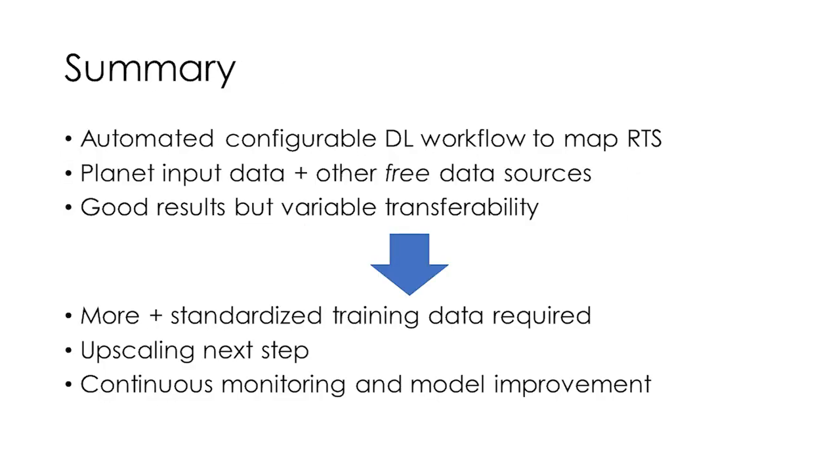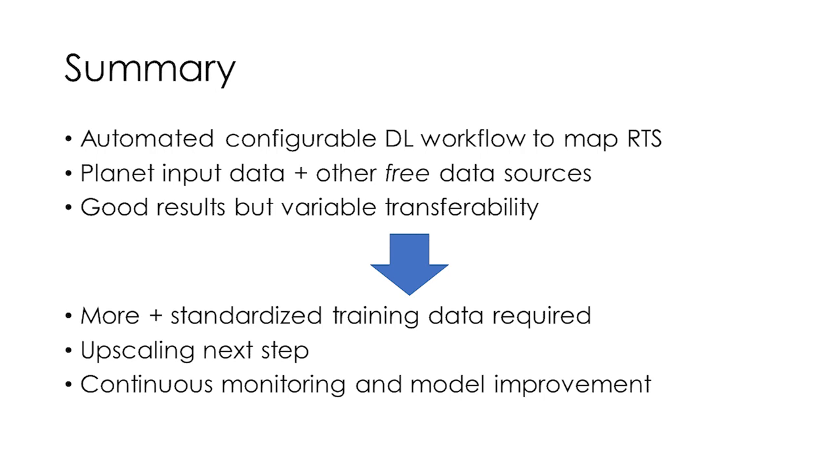Okay, let's sum up this talk a little bit. So in this little project, we create an automated configurable deep learning workflow to map retrogressive thaw slumps. We used Planet input data with 3 meters spatial resolution and other free data sources. And we were able to produce good results with kind of a variable transferability. So in some regions it worked well, in some it didn't.